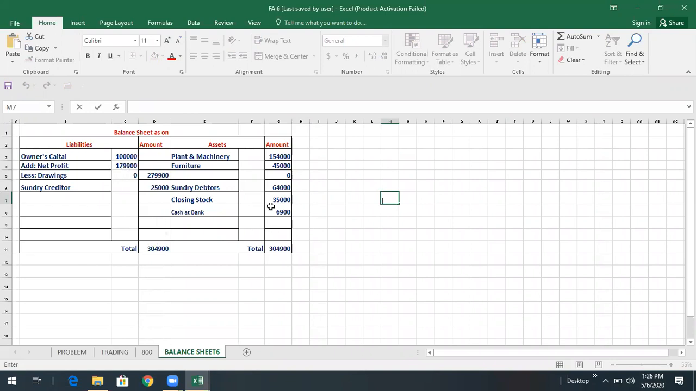Now the asset side total: 1,54,000 plus 45,000 plus 64,000 plus 35,000 plus 6,900. If you total all these, you get 3,04,900 rupees. So liabilities equal assets, or assets are equal to liabilities. So this is the preparation of the final account. This is problem number 6, one of the problems that we are discussing from the final account.